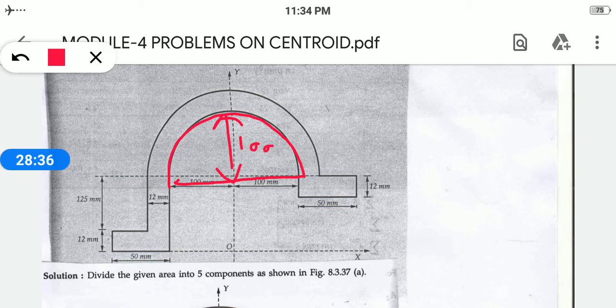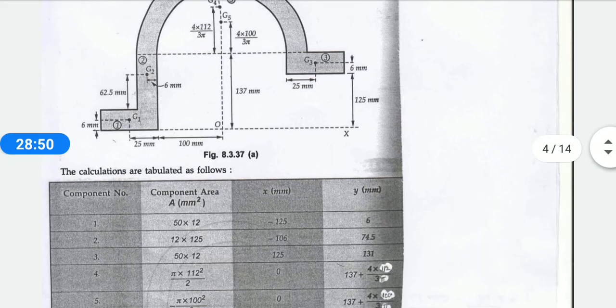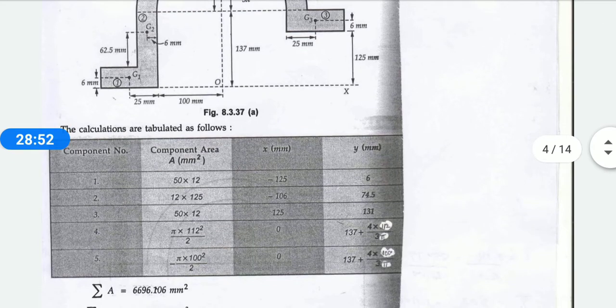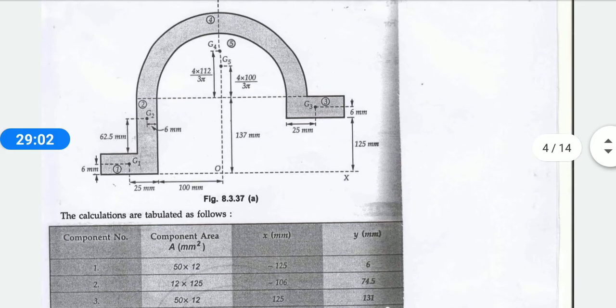So what will be the outer semicircle radius from the center? It will be equal to 112 because the thickness is 12 mm. So from this only they have taken the radius as 112 for the outer and 100 for your inner. Why have they put a minus symbol in the fifth component? Because we are going to subtract the fifth component to get the whole shape.